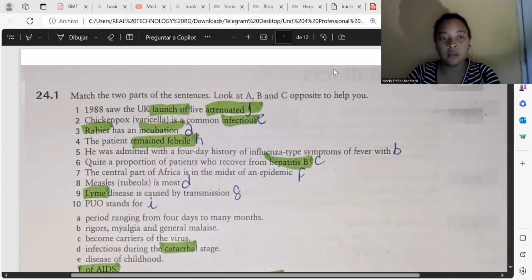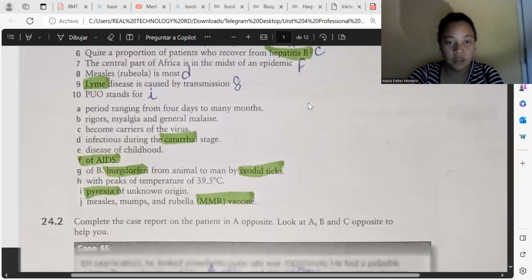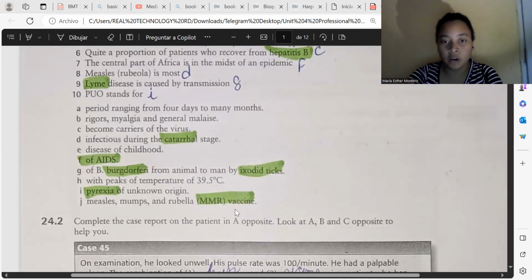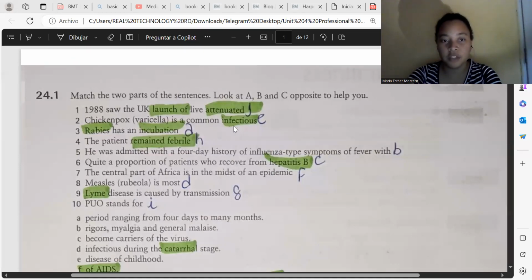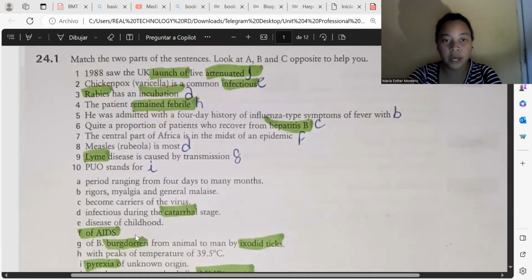1. 1988 saw the UK launch of live attenuated measles, mumps, and rubella, MMR vaccine. 2. Chickenpox, varicella, is a common infectious disease of childhood. 3. Rabies has an incubation period ranging from 4 days to many months. 4. The patient remained febrile with peaks of temperature of 39.5 degrees Celsius.